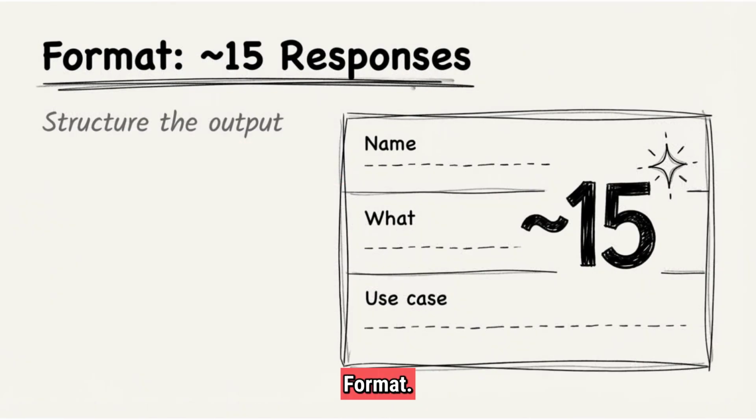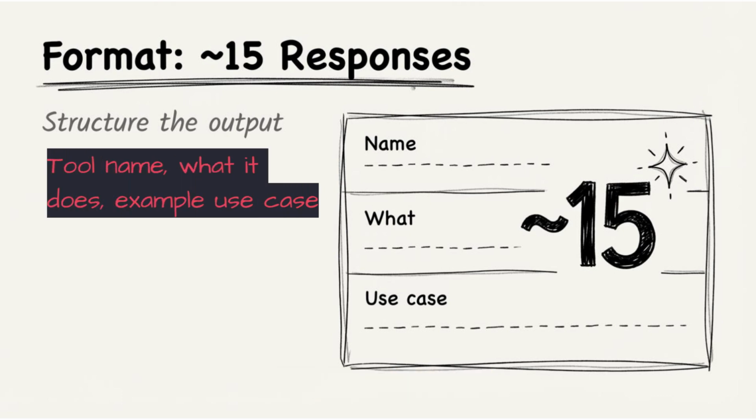And step 6 is format. This is the last piece. You tell the model exactly how to structure its response. In our example, tool name, what it does, example use case. Now the output has to follow that exact sequence.